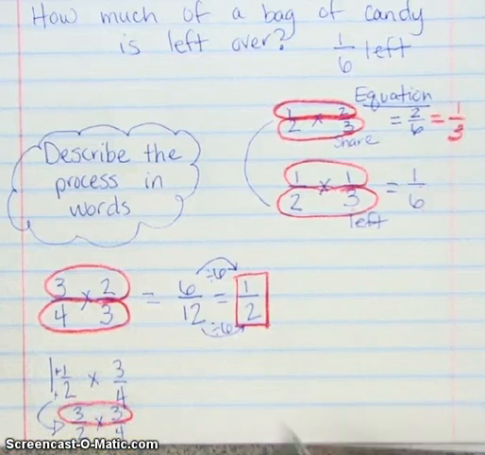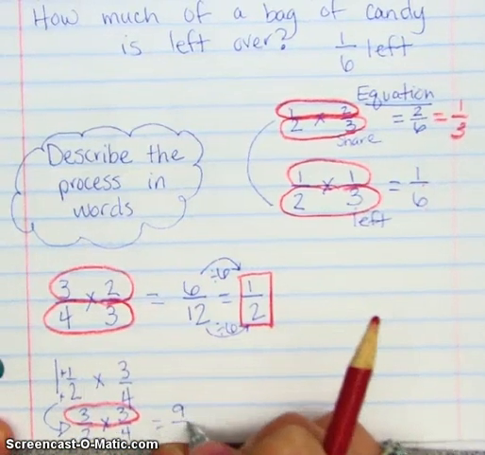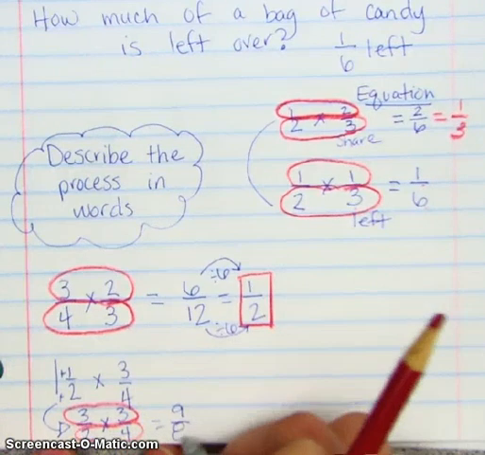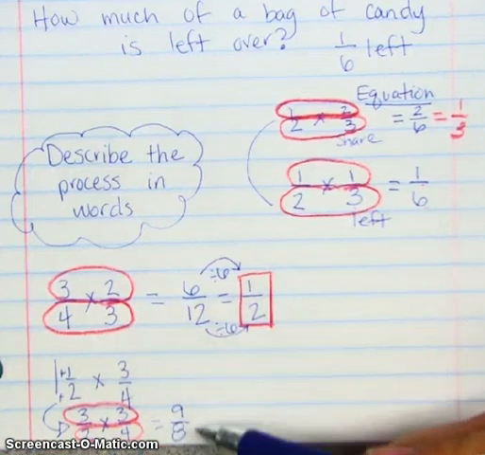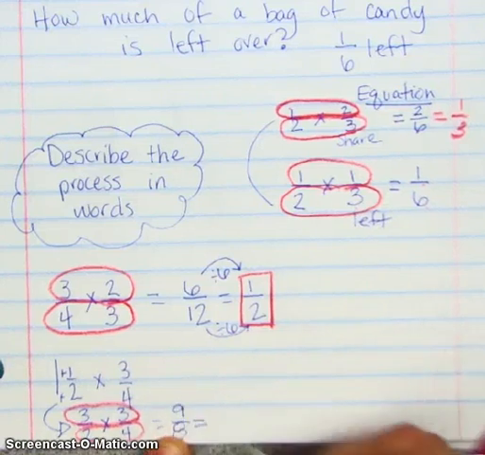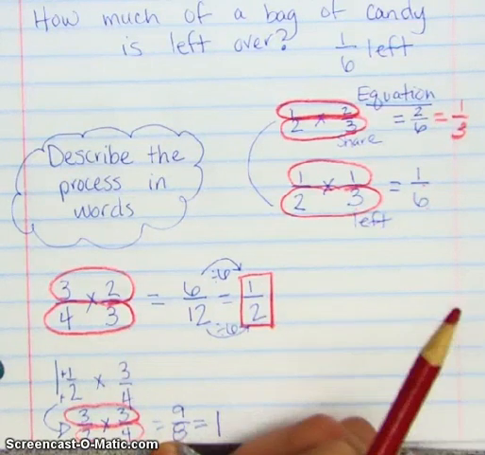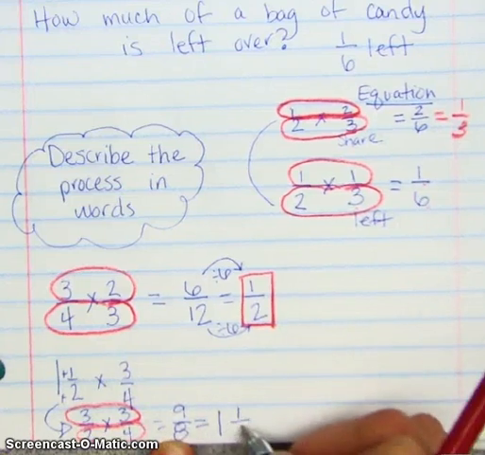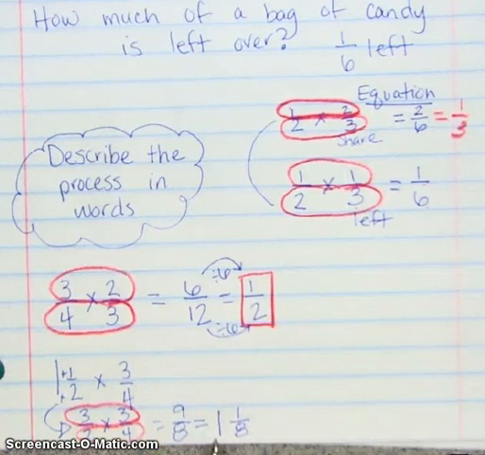3 times 3 is 9, and 2 times 4 is 8. Well, this time my answer can be simplified because my numerator is larger than my denominator. So I know 8 goes into 9 one time, 1 times 8 is 8, plus 1 more is 9, which leaves 1 left over, and my denominator stays the same. So I get 1 1/8.